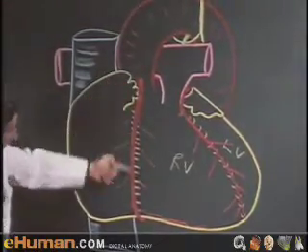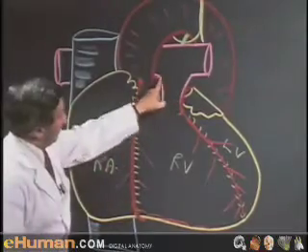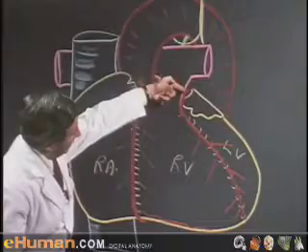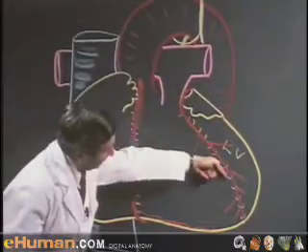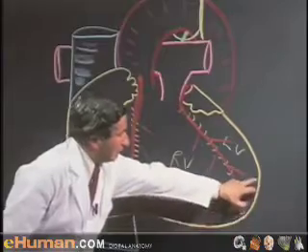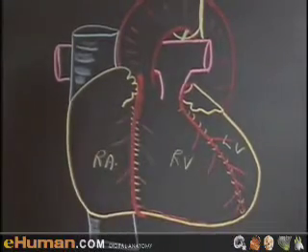So we have the right coronary artery and the left coronary artery, which goes behind the pulmonary trunk and then goes over the back of the heart, with the anterior interventricular branch coming round to the apex of the heart. Please note that the apex of the heart is formed by the left ventricle.